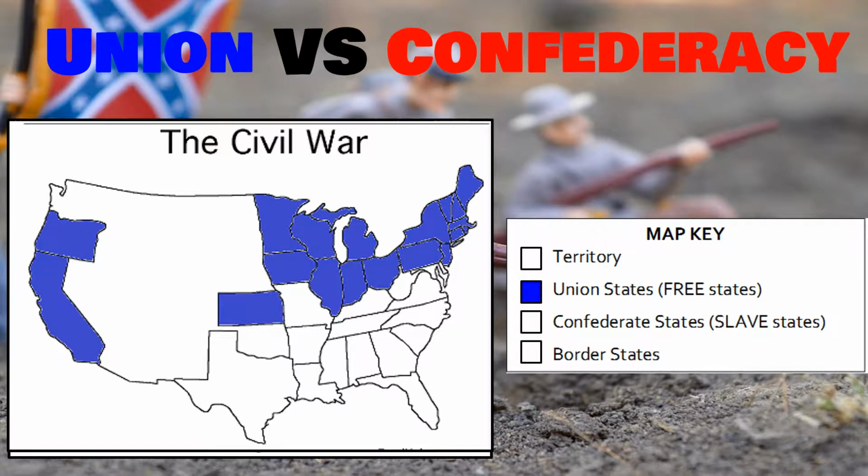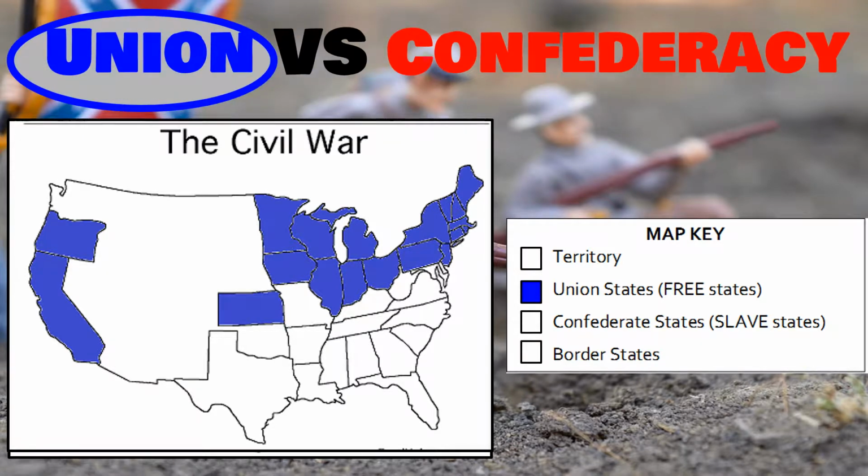All right, so directly below your soldiers, you'll see your map. You're going to take your blue marker, and all of the blue states that you see here, you're going to shade in on your map. These are your Union states. You're also going to want to make sure that you show on your map key that the blue on the map is the United States or the Union states. And they're also free states. This is where slavery had been outlawed.